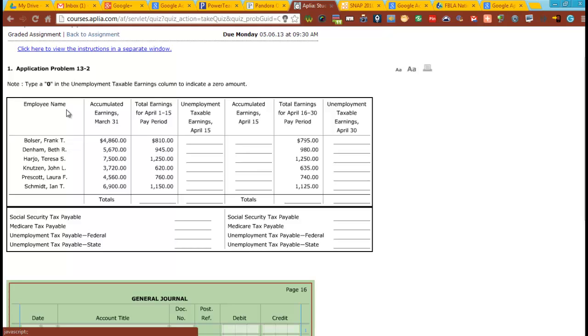Now, have any of these employees earned more than the tax base for unemployment? Yeah. Who? Teresa has, correct. So how much are we going to need to pay for unemployment tax for Teresa? 0. Look at Ian. He will be over. How much are we going to pay tax on for Ian? $100. Only $100. Because we only pay up to $7,000. So when we look at Ian Schmidt here, his accumulated earnings is $6,900. His total earnings is going to be $1,150, but we only tax up to $7,000. So right here, it's only going to be $100. And then are we going to have any tax for Ian on the next one? No. Okay.